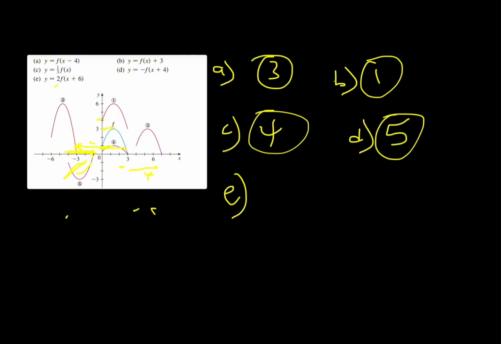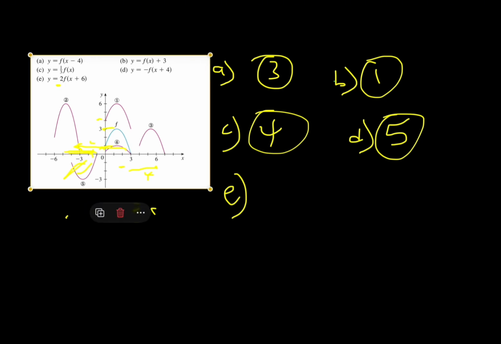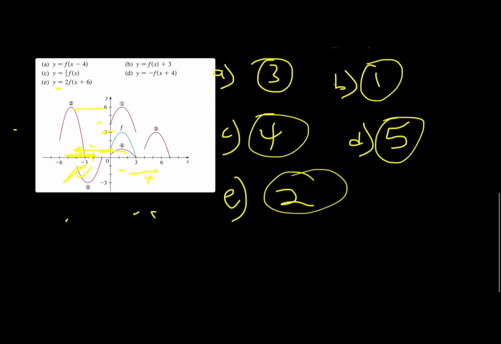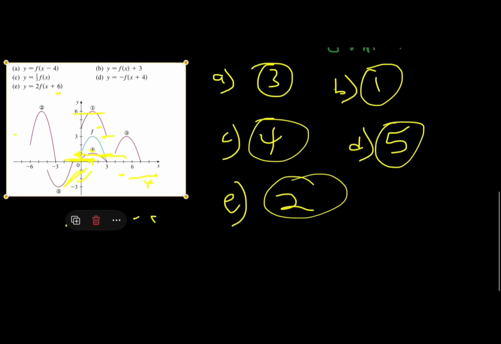It's not the same, but we can see the transformation continues with multiplication by 2. Meaning if the apex is 3, the apex of the new function should be 6. So yes, that is it. The final one happens to be equation 2. And that is it for this question as well.